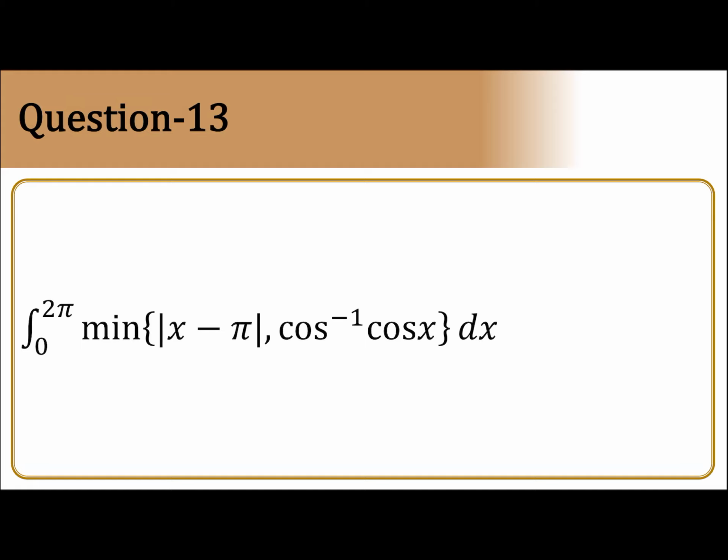Example 13, another type of problem where you have to draw the graph, then break it up. So two things are there: the graph of mod of x minus pi and the graph of cos inverse of cos x. Purely graphical problem. If you see very carefully, mod of x minus pi will obviously be like this. This is equal to pi, this is 0. Maximum value you will get at pi. This is 2 pi. Now we draw cos inverse of cos x.